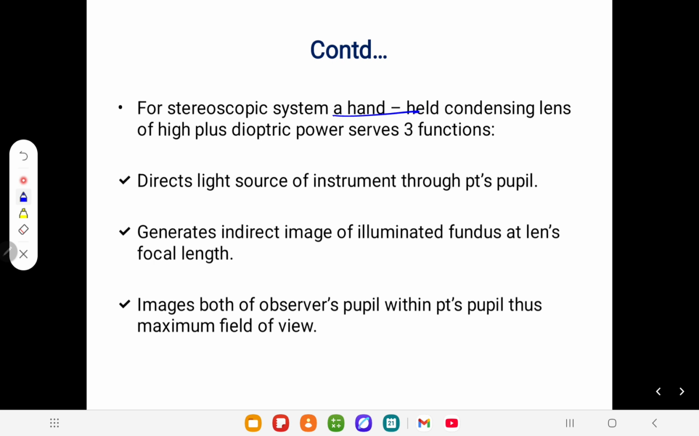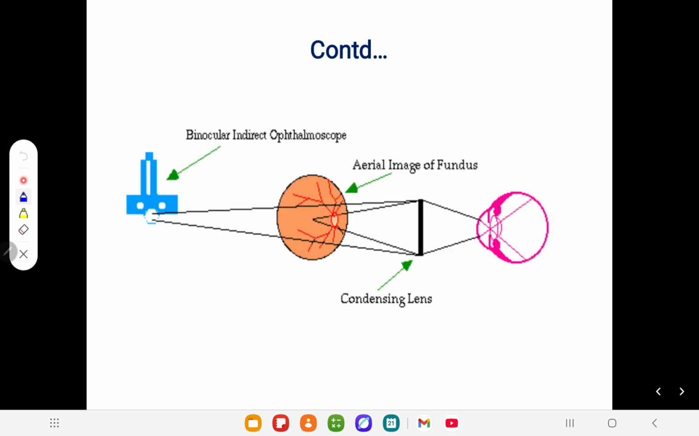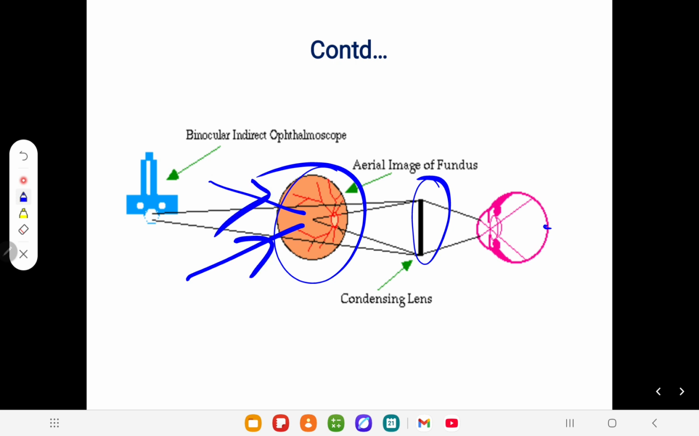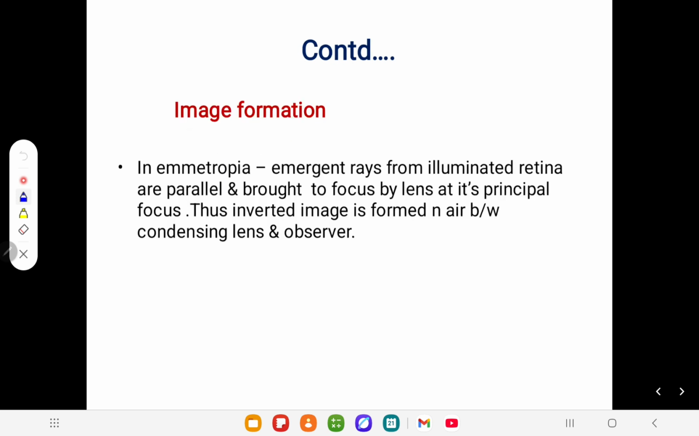It's always there: an indirect illuminated fundus at the lens focal length. Basically, light comes from here, from the retina, and from the condensing lens an aerial image is formed between the binoculars and the patient, and we focus on the aerial image with the slit lamp or with whatever headband, and that's what we call indirect. So it's not that big a thing.